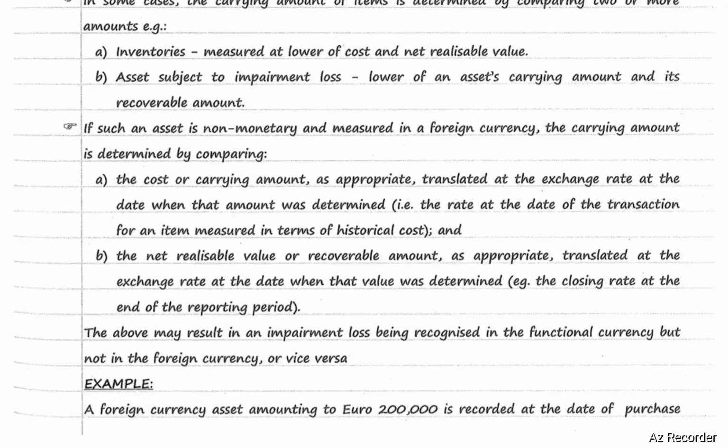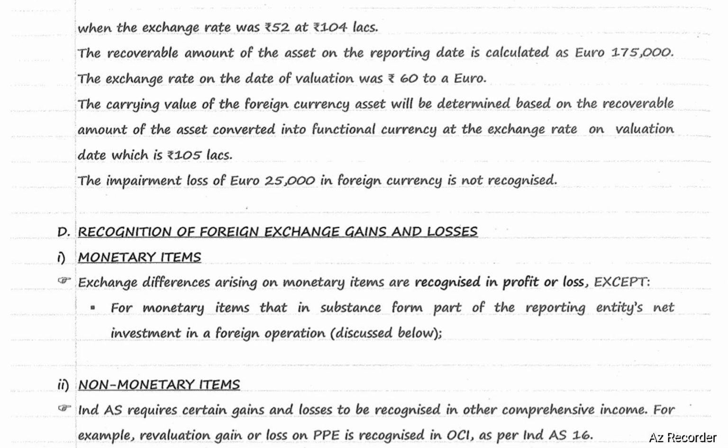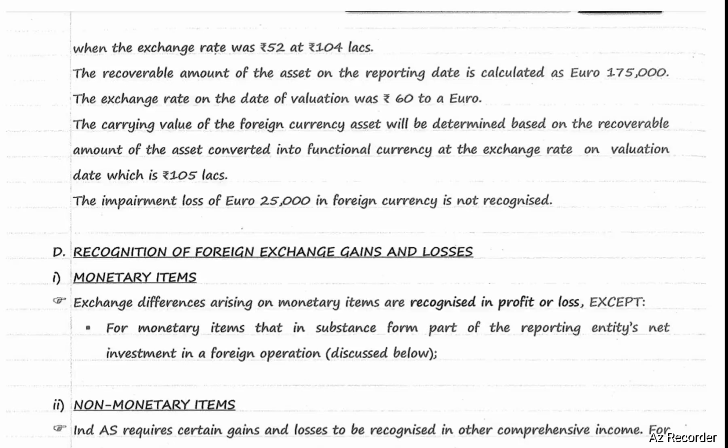purchase when the exchange rate was 52. So the amount will be 2 lakhs into 52, which comes to 104 lakhs. The recoverable amount of an asset as on the reporting date is calculated at euro 1,75,000. The exchange rate as on the date of valuation was rupees 60 to a euro. The carrying value of the foreign currency asset will be determined based on the recoverable amount of the asset converted into functional currency at the exchange rate on valuation date, which is 105 lakhs. The impairment loss of euros 25,000 in foreign currency is not recognized here.